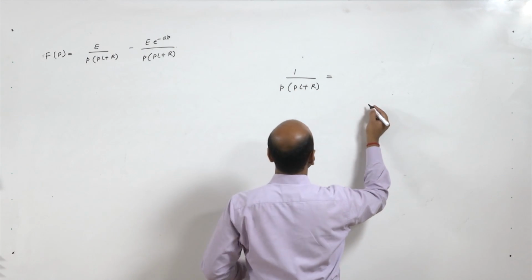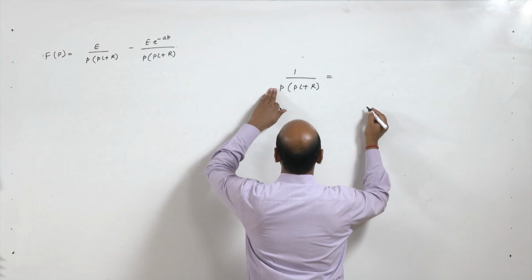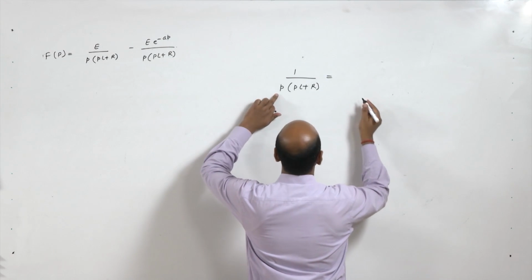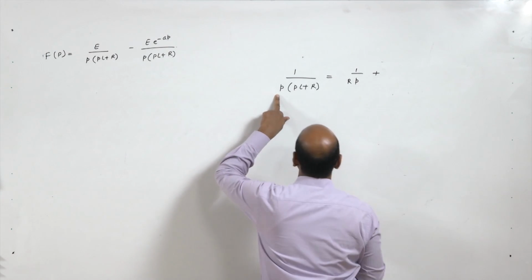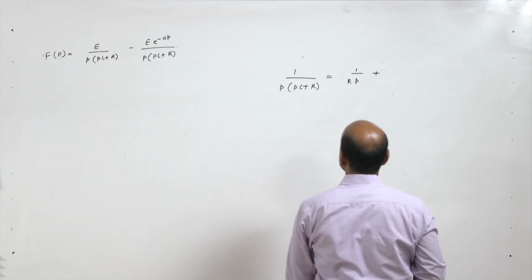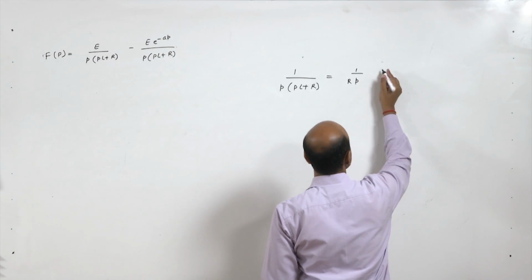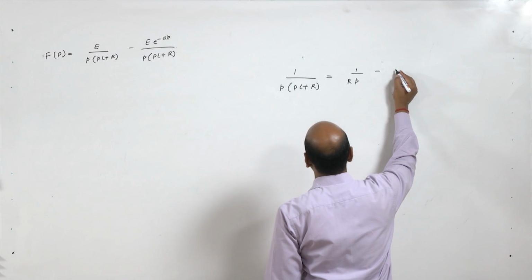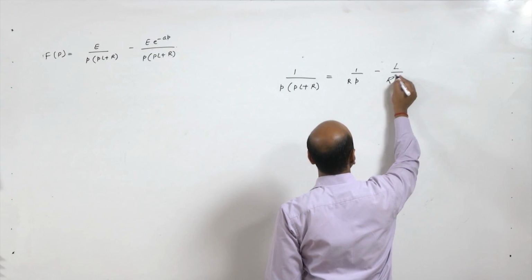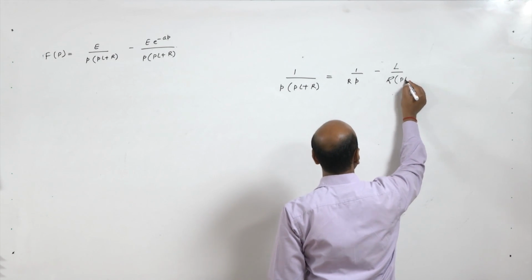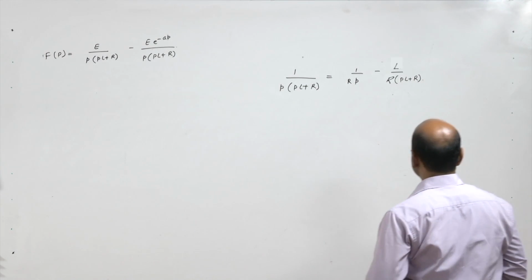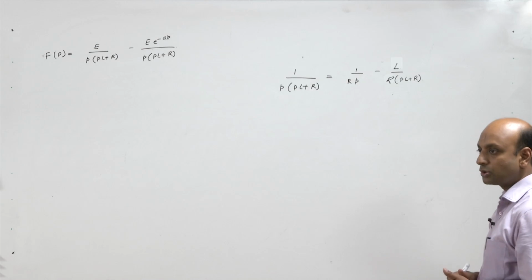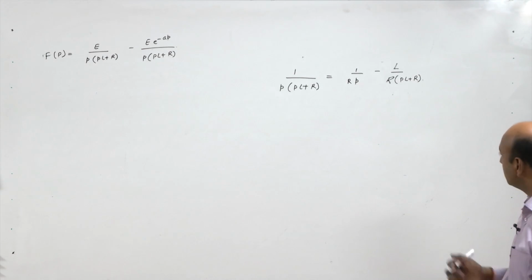So, this is partial fraction, can you find out when you put this equal to 0. So, this is Rp plus, when you put equal to this, it is minus L by R into PL plus R. You can check that when you take the LCM, you can get the right hand side. So, these are the partial fractions of this expression.